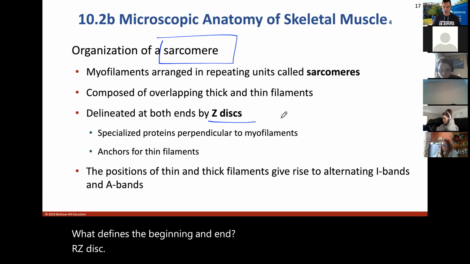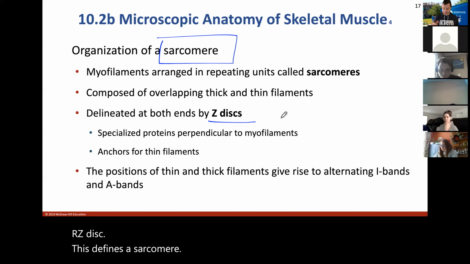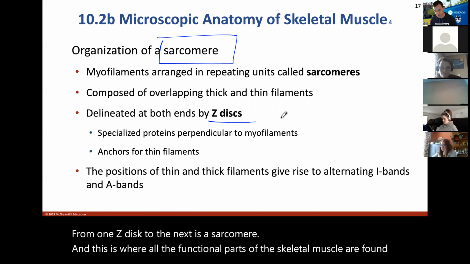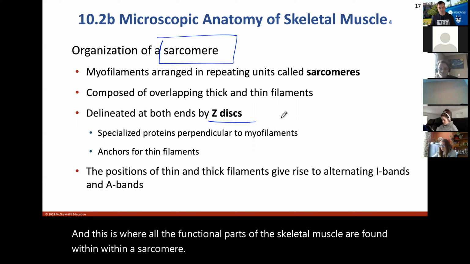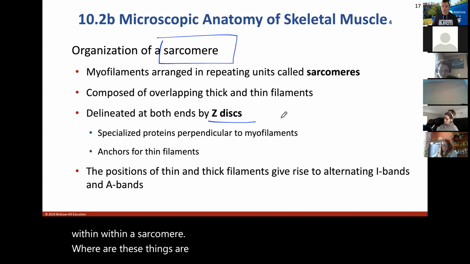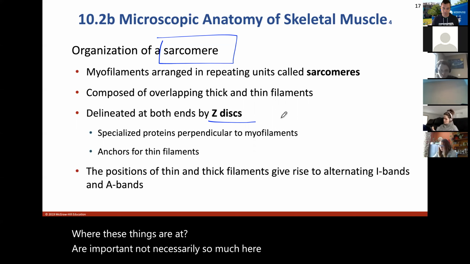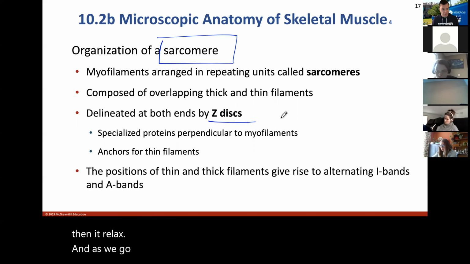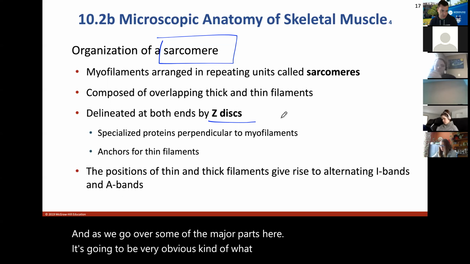This defines a sarcomere. From one Z-disc to the next is a sarcomere. And this is where all the functional parts of the skeletal muscle are found within a sarcomere. Where these things are important, not necessarily so much here, because a muscle contracts and then it relaxes. And as we go over some of the major parts here, it's going to be very obvious what they do and what's there.